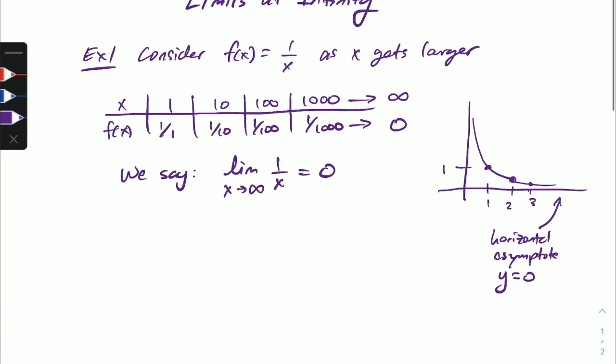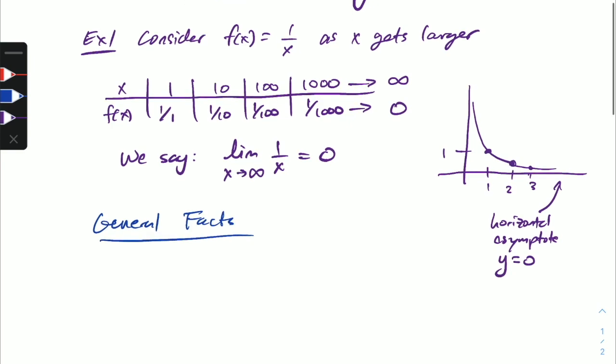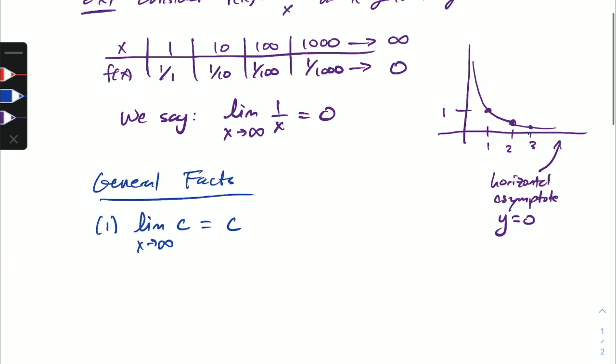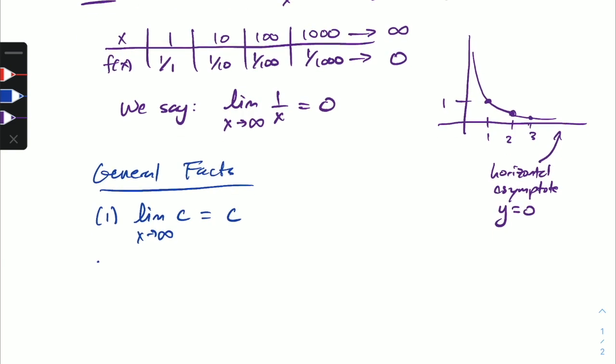Okay, so let's write down a couple general facts, and then we'll do a few more examples. So these are facts that we can use to do limits involving infinity. So the first fact is that if we look at x going to infinity and we have a constant, that's just going to be a constant. Constants don't change with respect to limits.